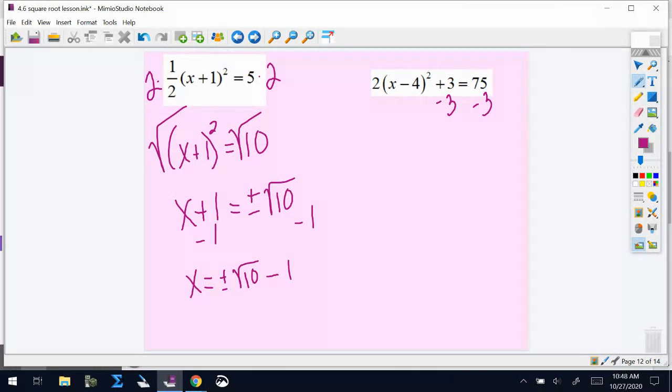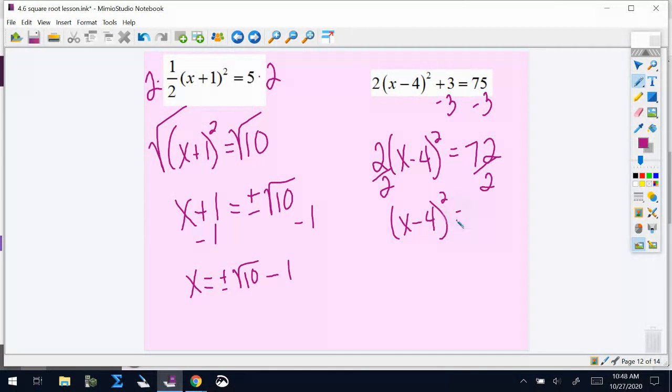Last one for the video, I want to isolate what's being squared, so I'm going to start by subtracting 3. That will give us 72 on that side when I subtract 3. Then I'm going to divide by 2. This one actually has a little different ending, so I want to show you this. So I get 36. Take the square root of both sides, and here's what's interesting about this one. When I take the square root of both sides, I don't have to worry about breaking it down because 36 already is a perfect square. So you're going to get plus or minus 6 because the square root of 36 is 6.